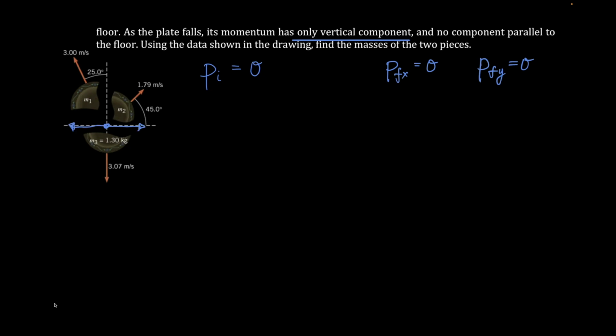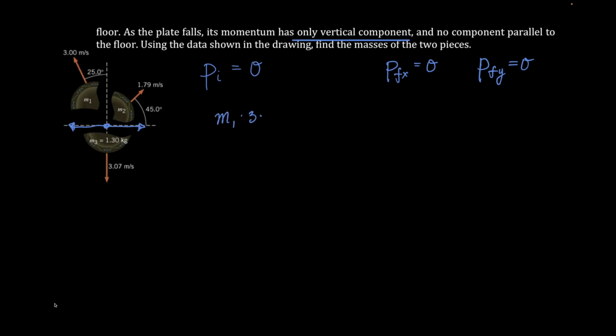Why do I know that they are equal and opposite? Because my initial momentum x for the entire system was 0, so the final momentum x for the entire system should be 0. How can it be 0 if I have 2? That means that they are equal and opposite, like 5 and negative 5. When I add 5 and negative 5, I'm going to get a 0. So my two momenta for the first and the second piece in the x direction are equal and opposite. So I might as well write it out as such.